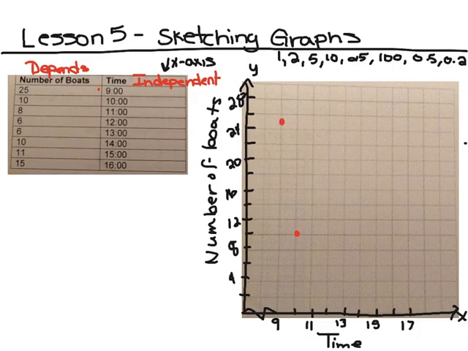A good way to make sure you've lined things up properly is to use a ruler as a guide. At 11 o'clock, there's 8 boats. At 12 o'clock, there's 6 boats. At 13, there's 6. At 14, there's 10. At 15, there's 11. And at 16, there's 15.